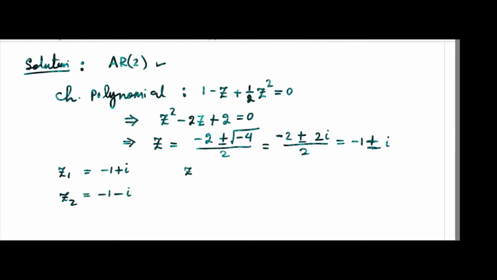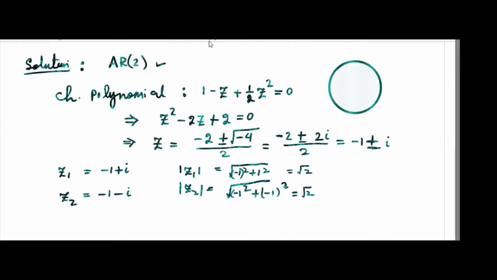If you take the absolute value, when you take the absolute value of complex numbers, you have to take it this way. You write -1 or 1, it doesn't matter. Even I have to write -1 here. So in both cases you will get square root of 2. So these are greater than 1. That means these are outside the unit circle. If they are outside the unit circle, then what will happen?